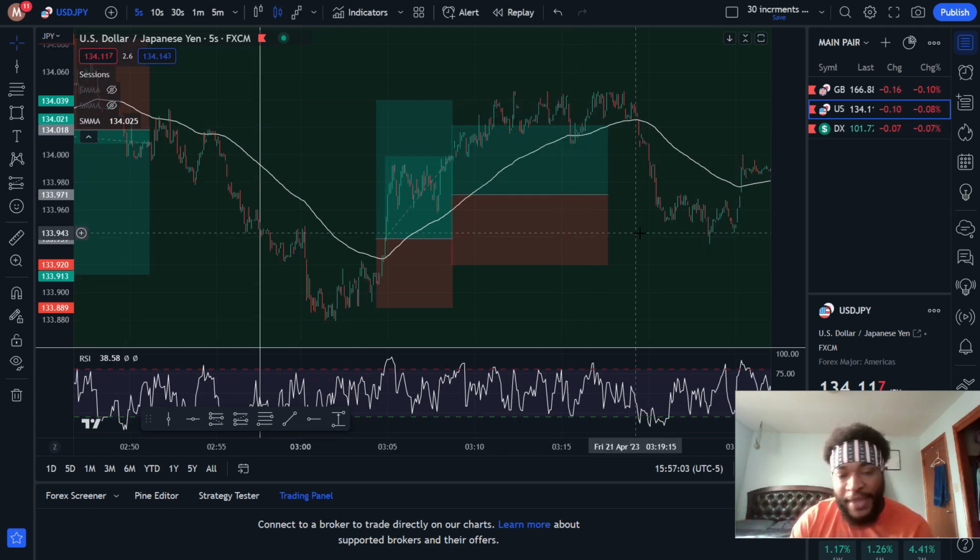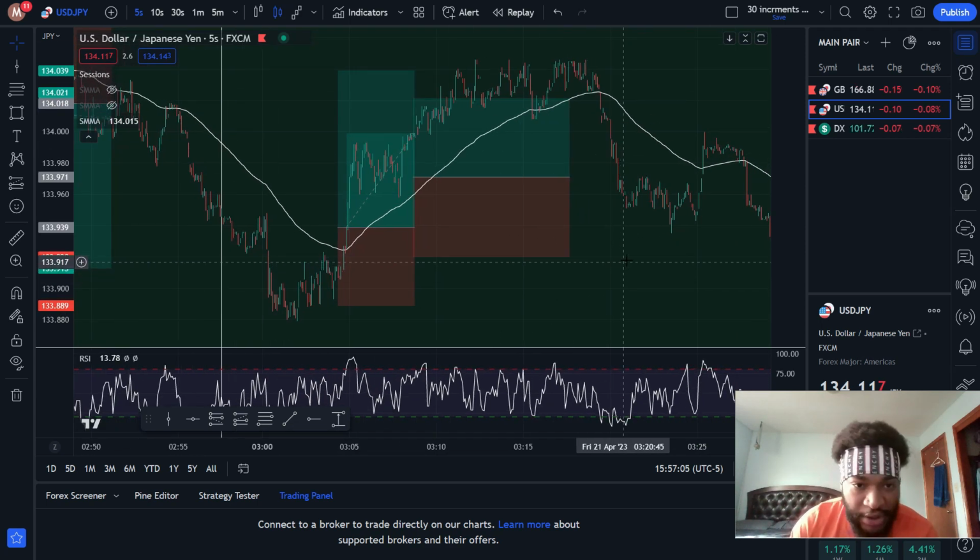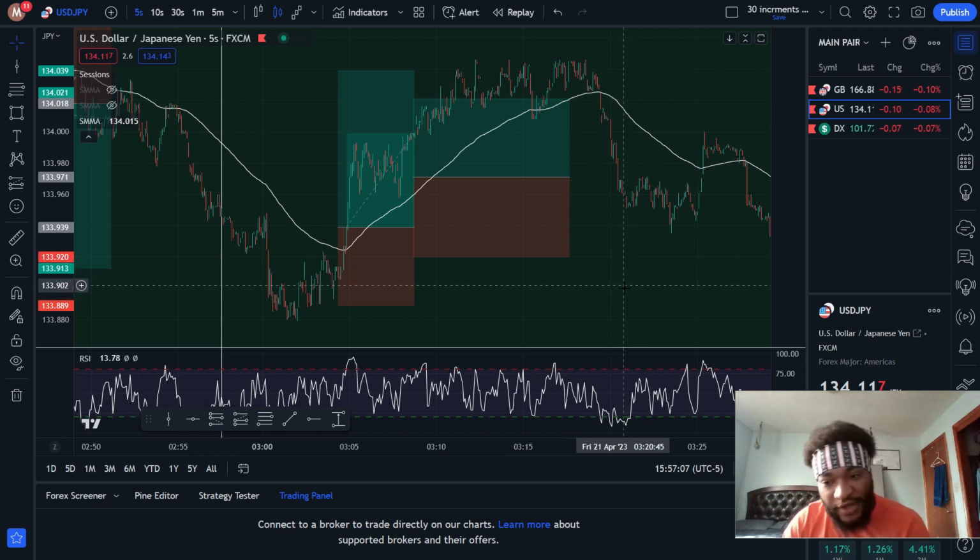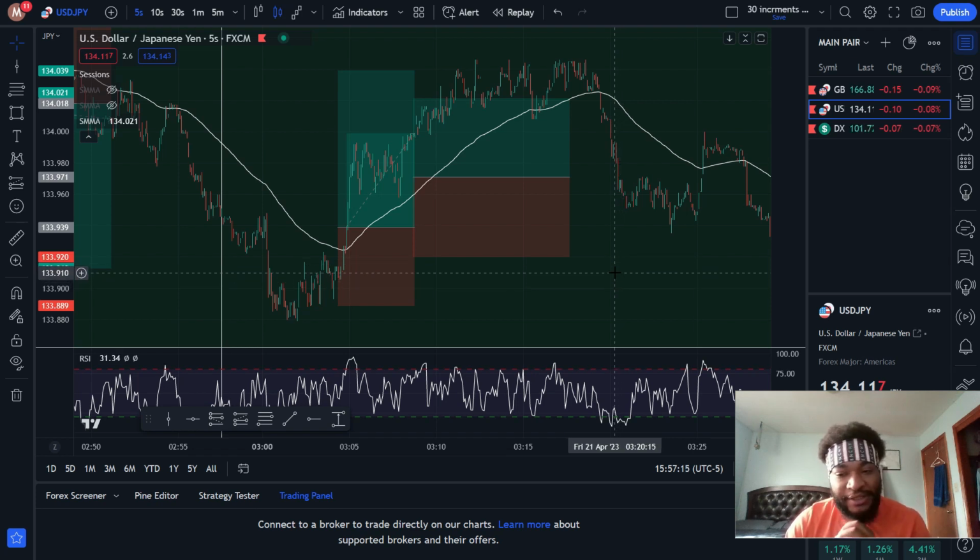That's why I'm switching over to trading my strategy that I found, that I created, and I'm trading it on pairs that move more pips instead of Euro USD.